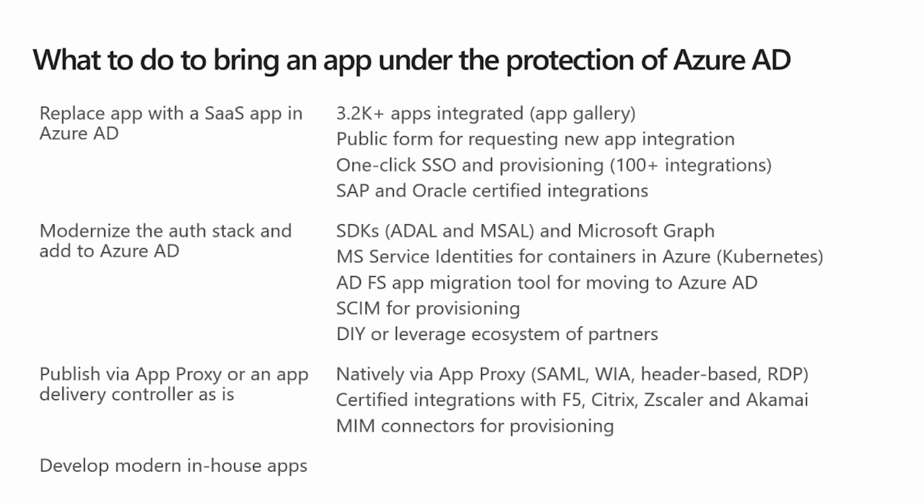Then the other option is to modernize the Auth stack. Going back to my point before around, do you own the app? Do you have the code? Then you can use our SDKs and use our authentication libraries, ADAL or MSAL, and then use Graph, and then transition these apps into modern authentication.